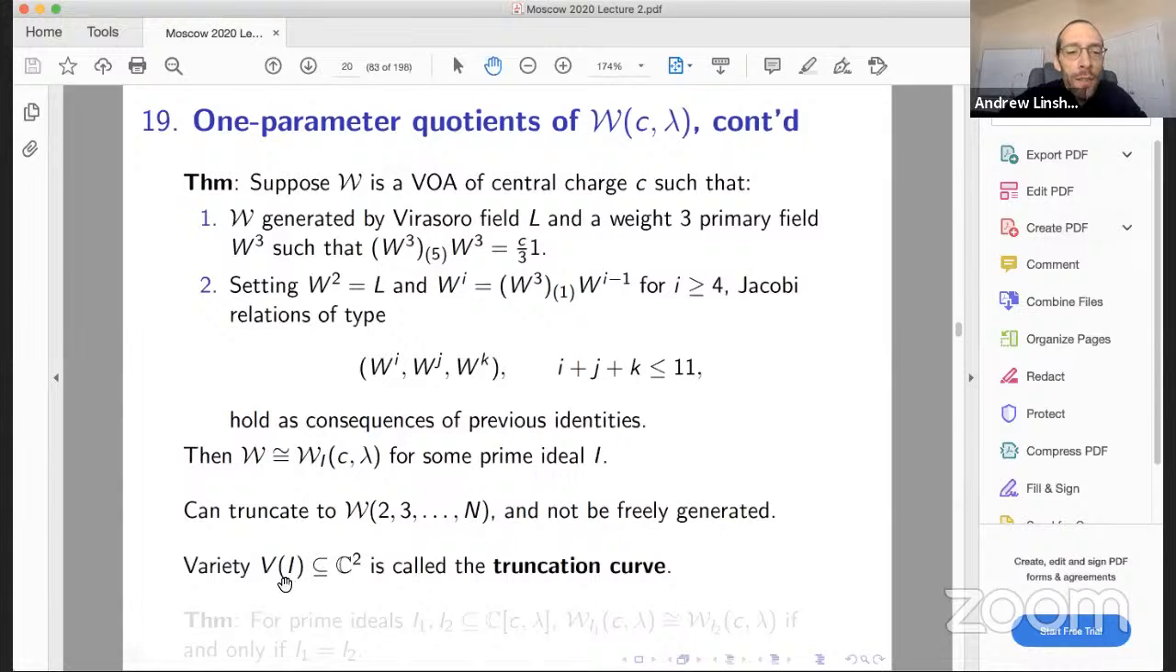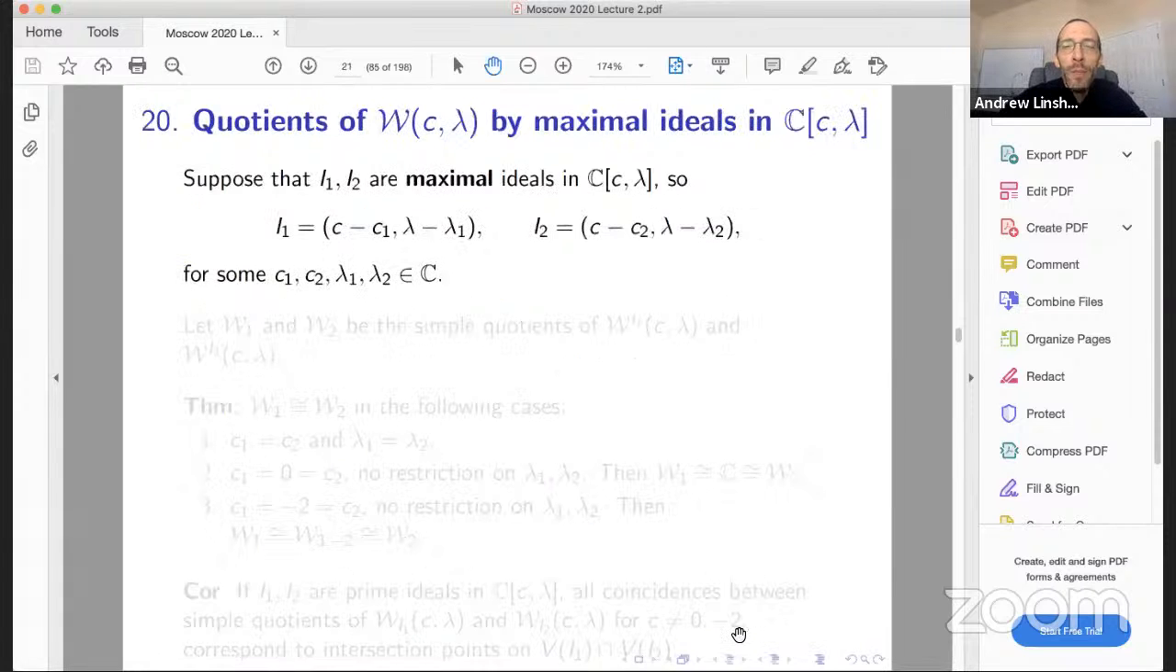This variety, V of I, the variety of this ideal, I'll call the truncation curve. And the statement that I'll mention here is that there's this bijection for two prime ideals: these two are isomorphic as one-parameter VOAs if and only if the ideals are the same. Okay, so this is the case of prime ideals where the truncation curve is a one-parameter object. So these I should think of as one-parameter rings. If I parameterize the curve, then I'll have a parametrization. So I should also consider maximal ideals.